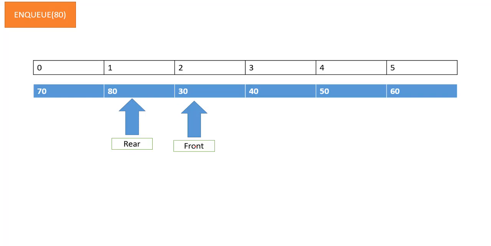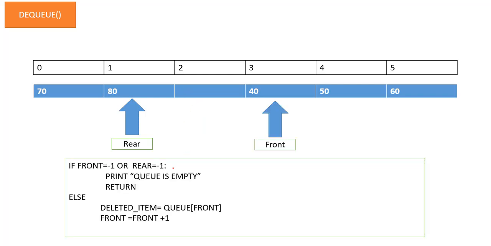Now our task is I want to delete elements. So now continue our deletion algorithm. So I want to dequeue 30. The same logic here: if front is equal to -1 or rear is equal to -1, the condition becomes false. Now it will store queue of front in deleted item. Front is incremented by 1. So front is moved to here. If I apply dequeue again, front is moved one position. If I apply dequeue again, front is moved to another position.